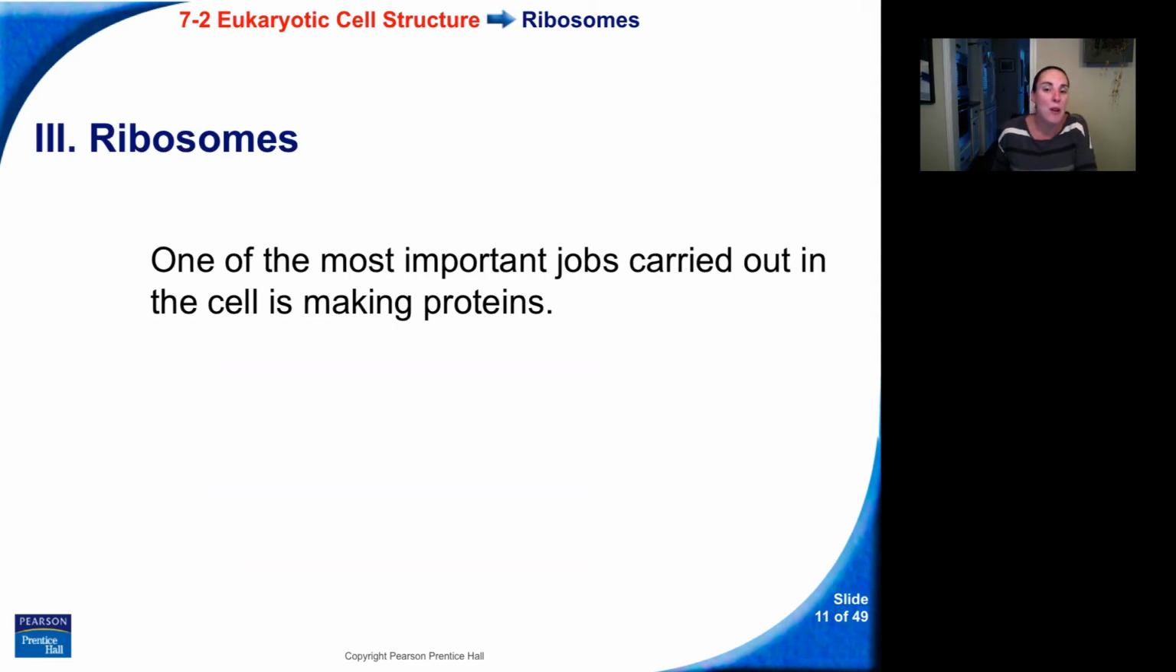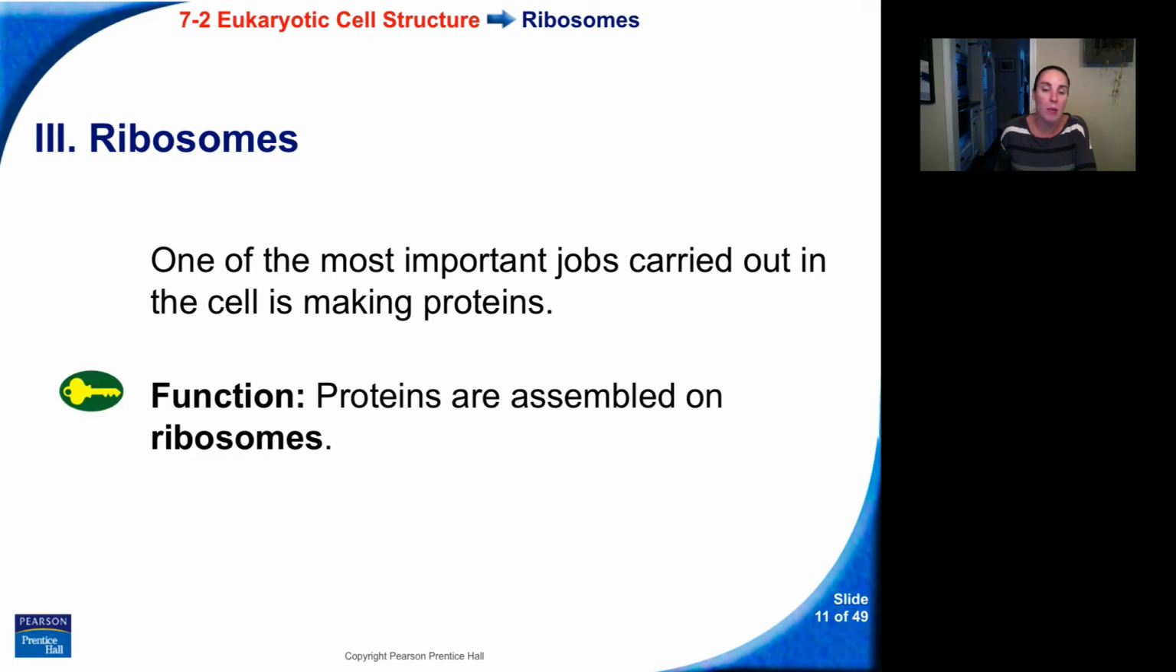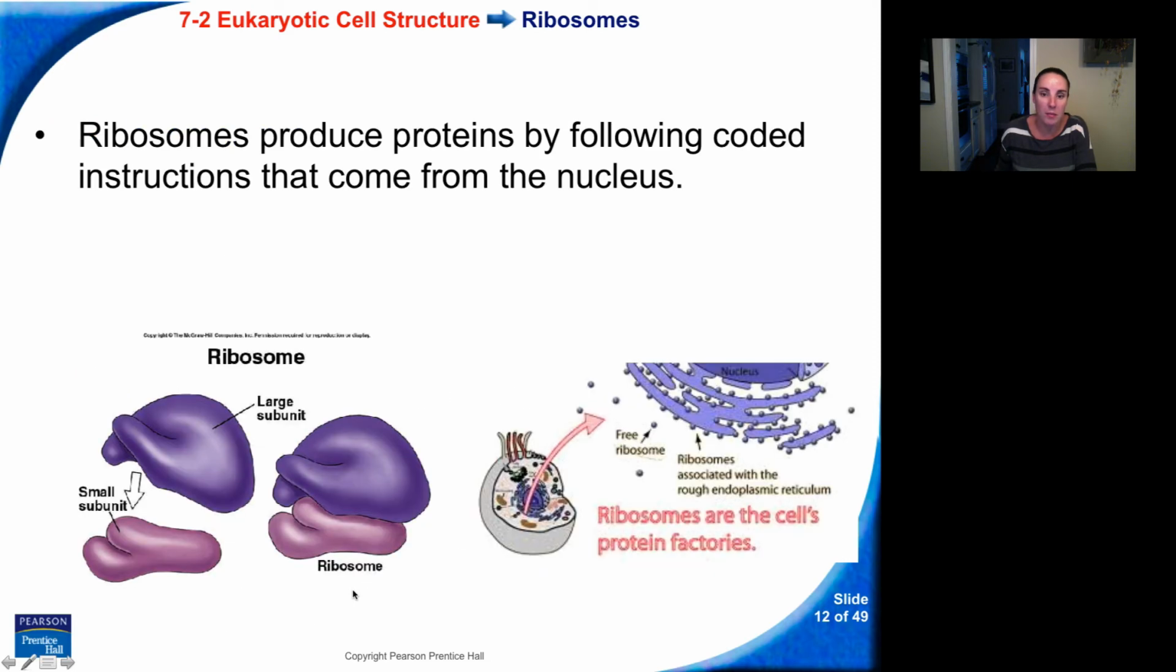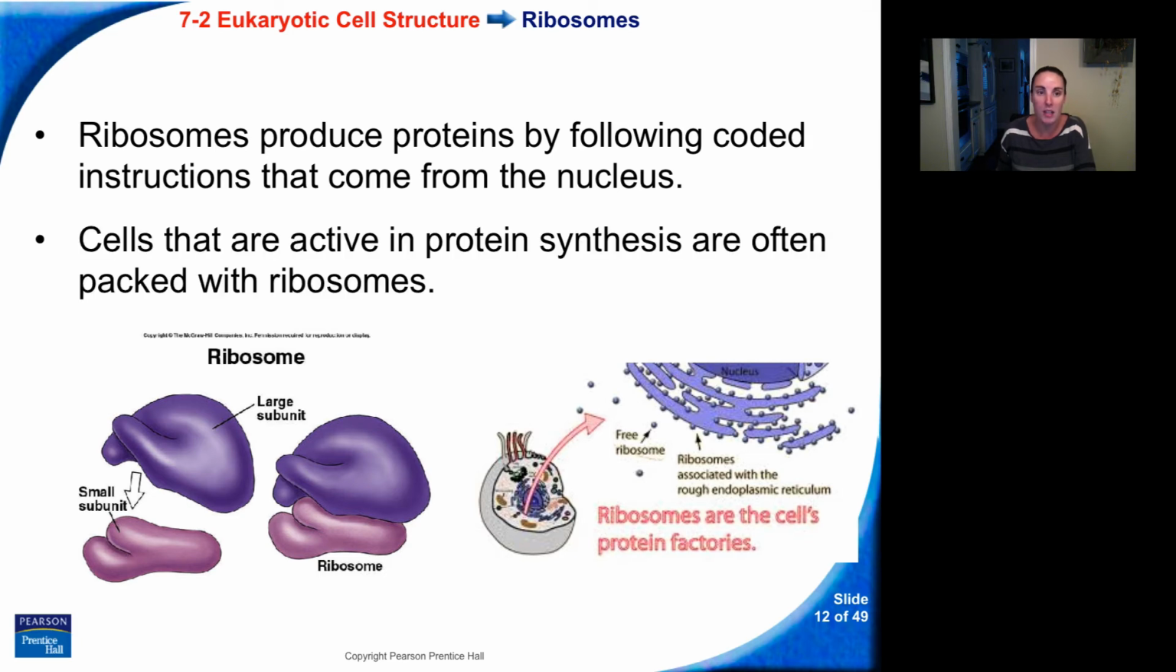Ribosomes: one of the most important jobs carried out in the cell is making proteins, and proteins are assembled on ribosomes. Ribosomes are small particles of RNA and protein found throughout the cytoplasm. So ribosomes produce proteins by following coded instructions that come from the nucleus, and cells that are active in protein synthesis are often packed with ribosomes.